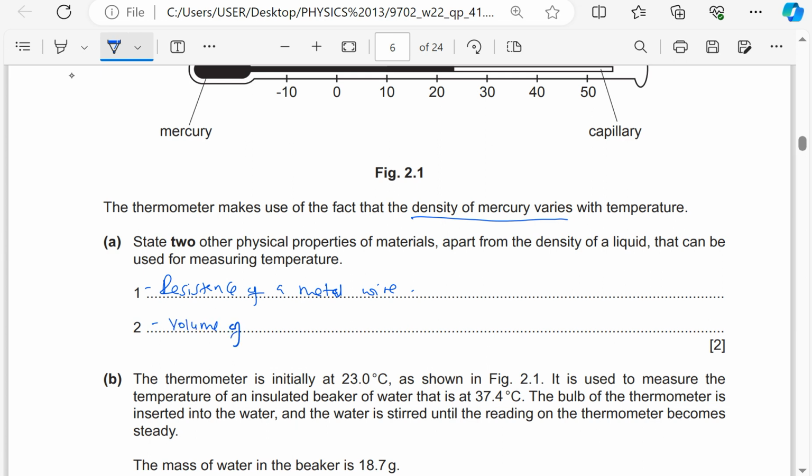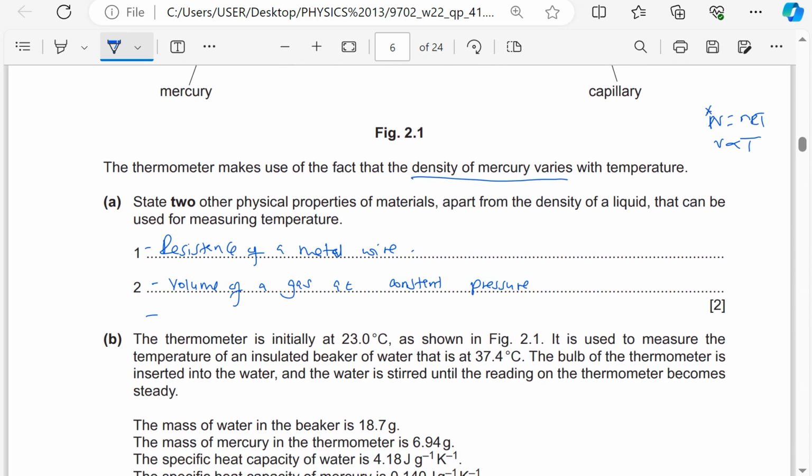Number two, you can talk about the volume of a gas at constant pressure. Remember, PV is equal to nRT. If pressure is constant, then volume is directly proportional to temperature.